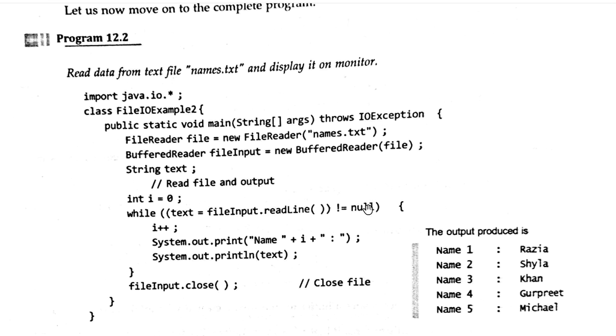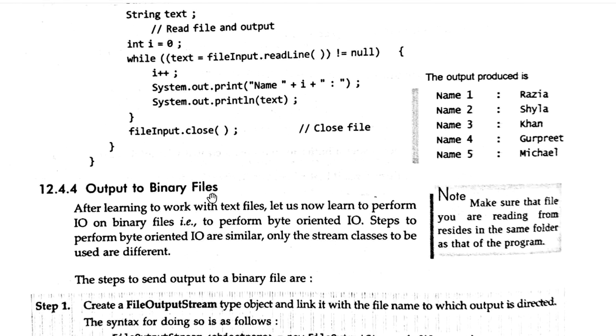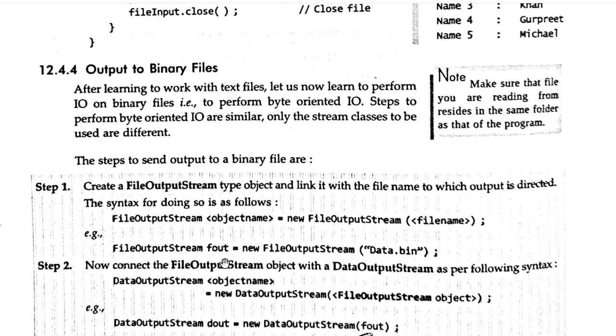So we have learned text input and output. Now we will learn binary input and output. Output to binary files. Binary files means data will be handled in binary form, meaning machine readable form.